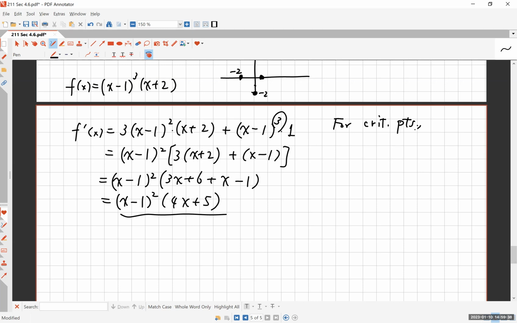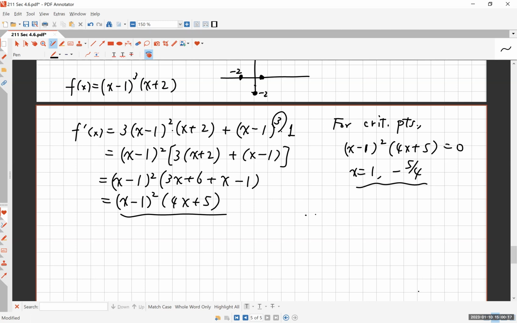Now, the function is differentiable everywhere, so there is no place where the derivative is undefined, but you can set this equal to 0 to find all the critical points. So x is either 1, which is the multiple root, or negative 5 over 4. Okay, so there are 2 distinct critical points where f prime is equal to 0.